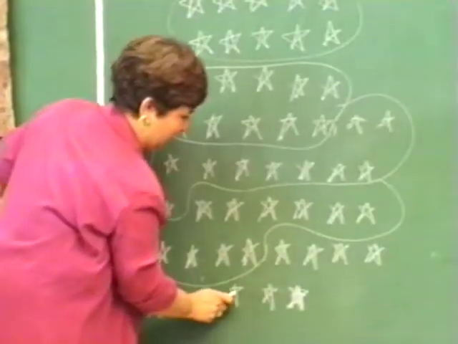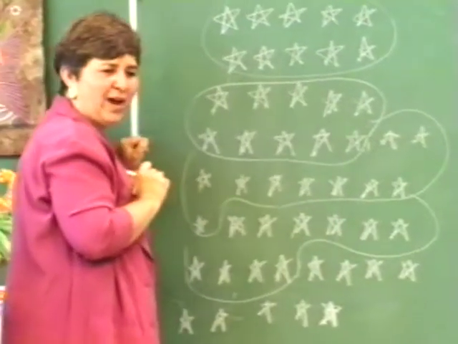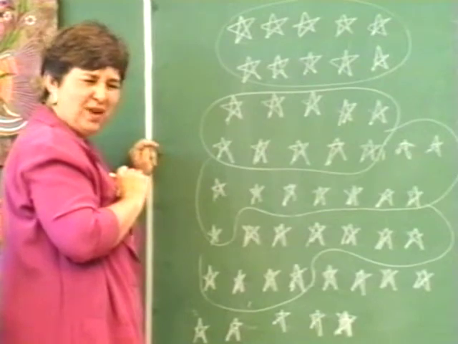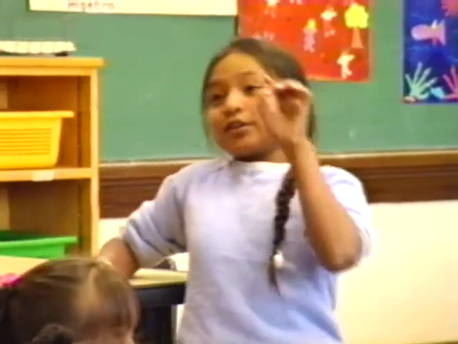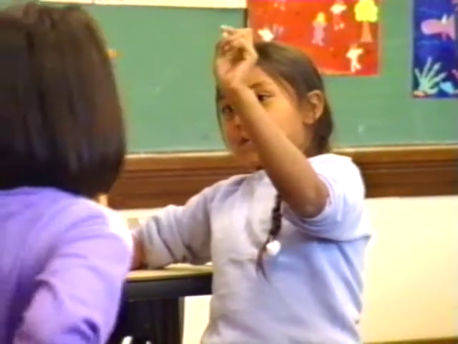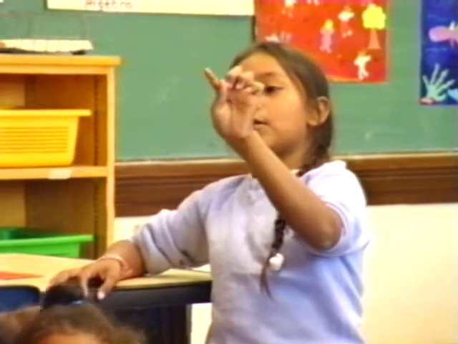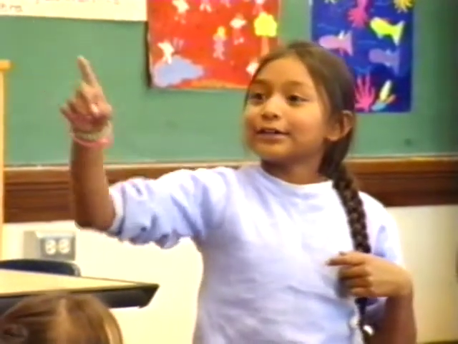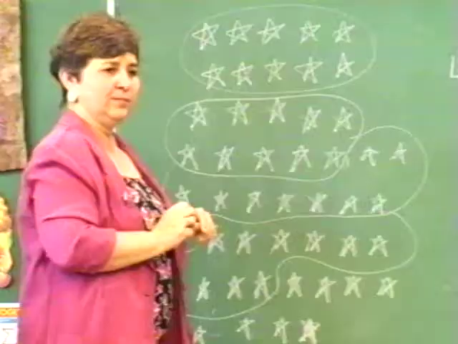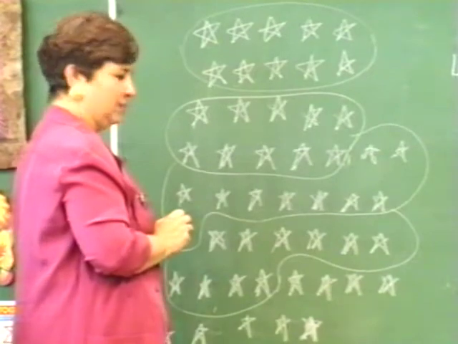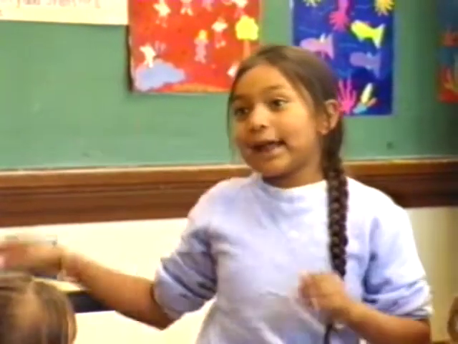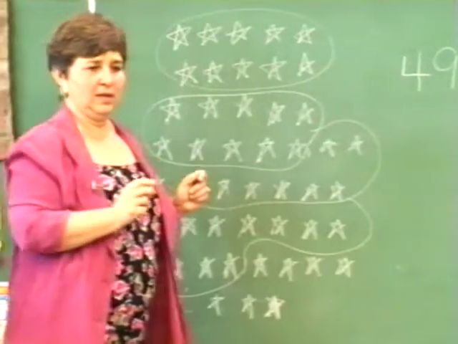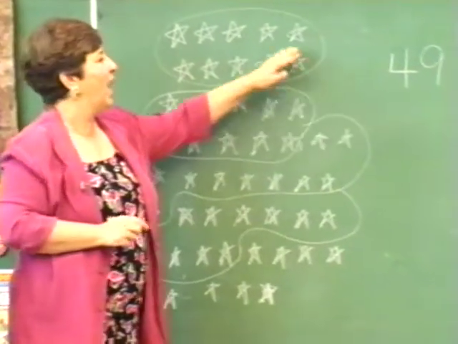5, 6, 7, 8, 9. Those are the ones left over. Do I draw a circle around those? No. Look, you got 1, 2, 3, 4 10s, and you put a 4 right there, and then you have 9 stars left over, and then you put 9 right there. 49. Okay.